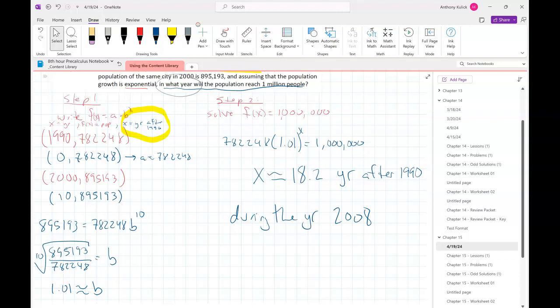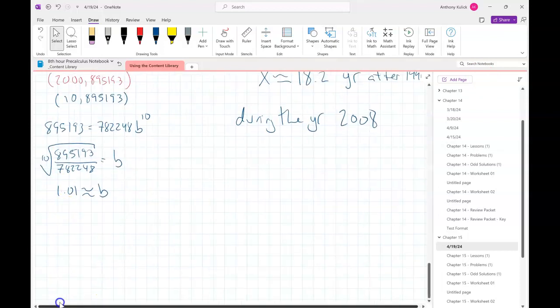So just be careful, the way the question is phrased will really dictate whether we round up or round down. Now, even if this was like 18.9, if we asked during what year does it exceed 1,000,000, it's still going to be 2008, right? If it's 18.00001 and we say what's the first year it exceeds 1,000,000, it's still 2009, right? Everybody's okay with that? So just be careful with the wording of the questions and really think about the way we want to answer that.